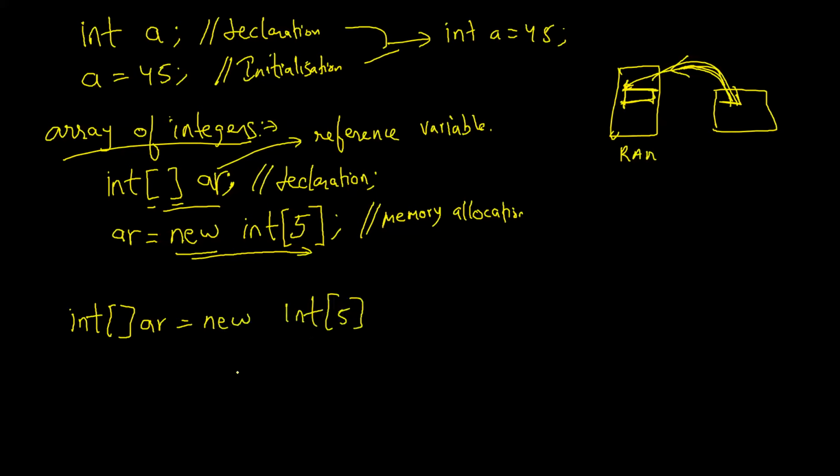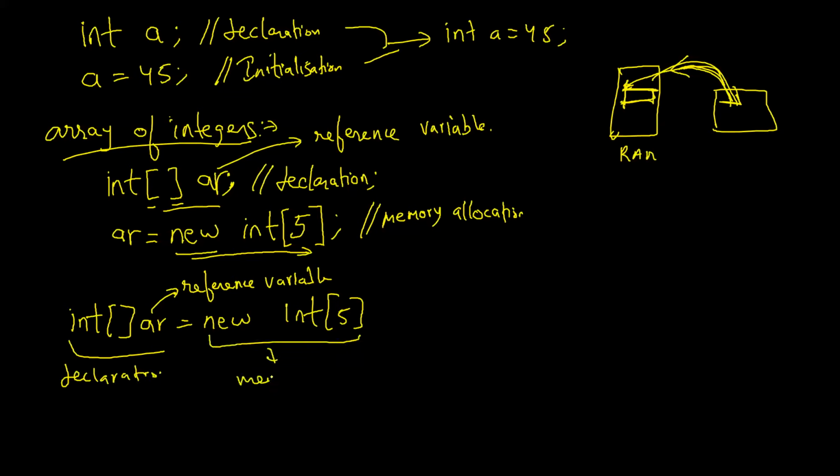So as I said, this is the declaration, this is the reference variable declaration, and this part is the memory allocation. Correct. And this is the memory allocation. That's it. So this is the keyword used to allocate.